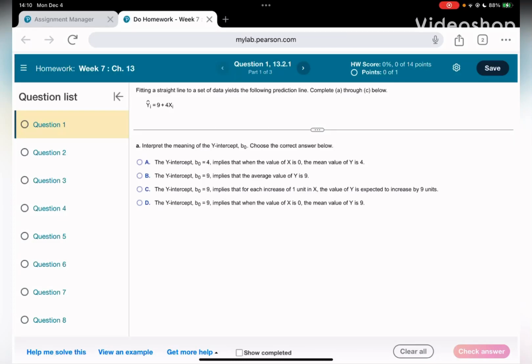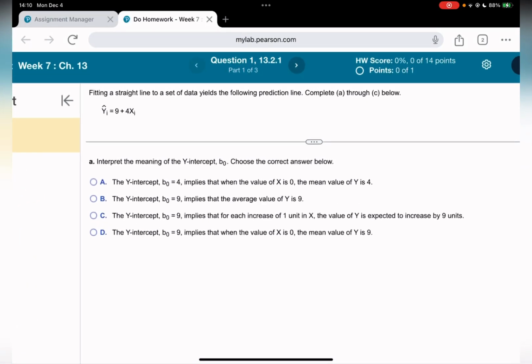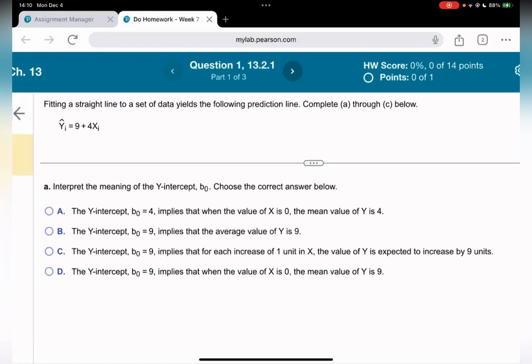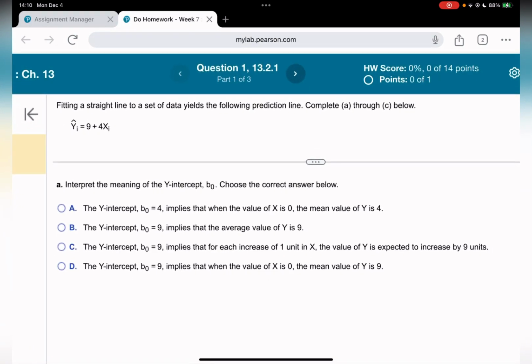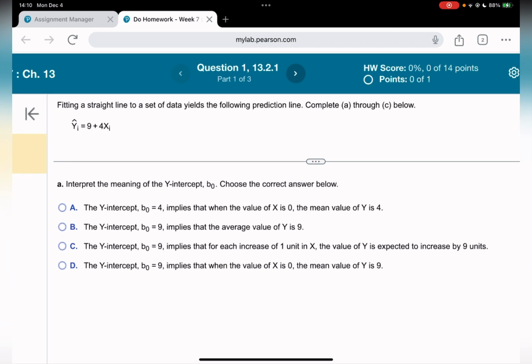All right, let's work on chapter 13. What do we have? Fitting a straight line to a set of data yields the following prediction line. Complete A through C. Okay, let's work A through C. So what do we have here? A. Interpret the meaning of y-intercept b0.